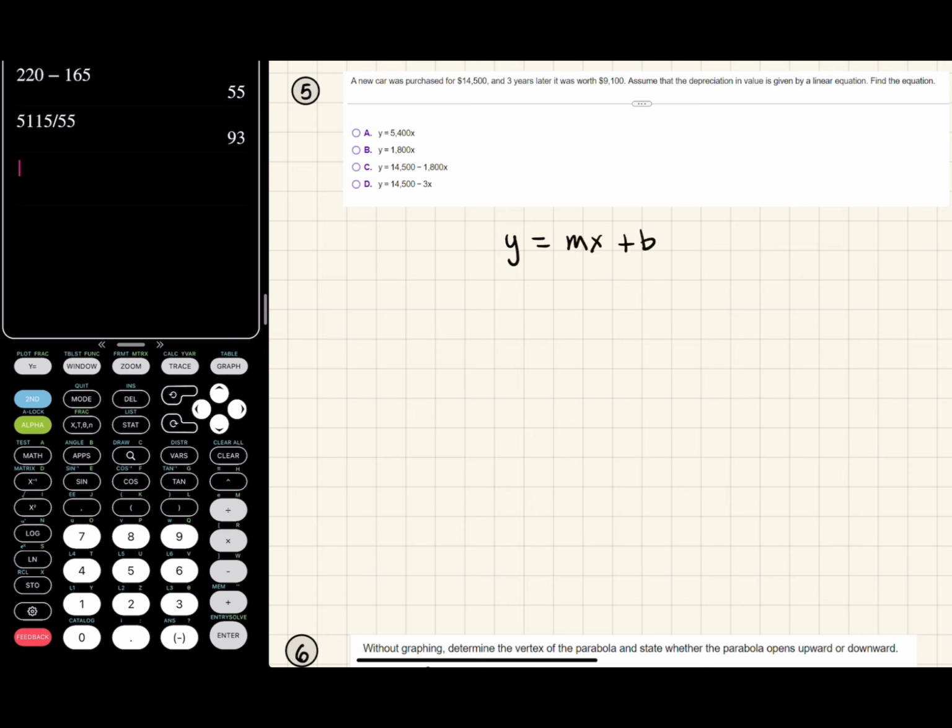And it's kind of like we were given an x and a y value for each of these. If we consider the year that the car was purchased the year 0, then in year 0, the car was worth $14,500.